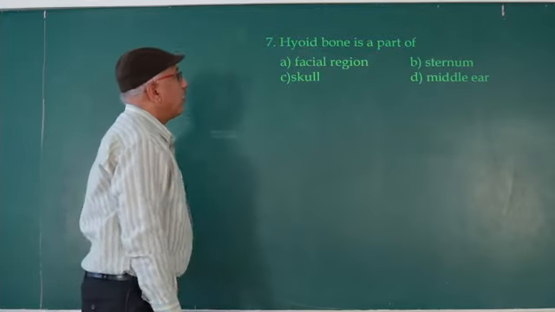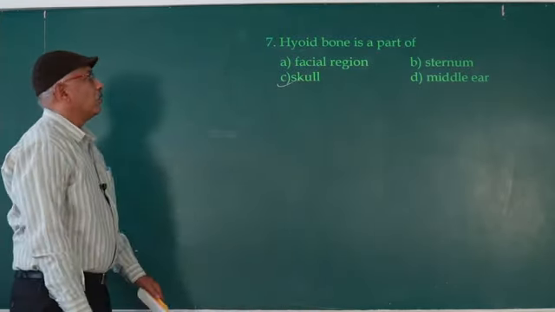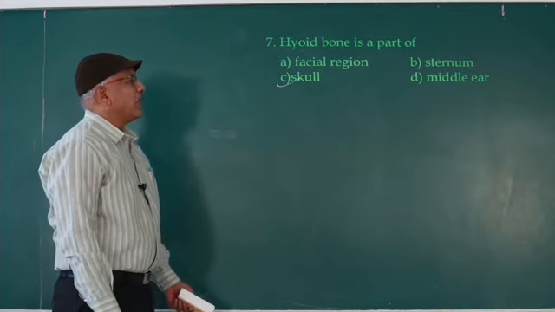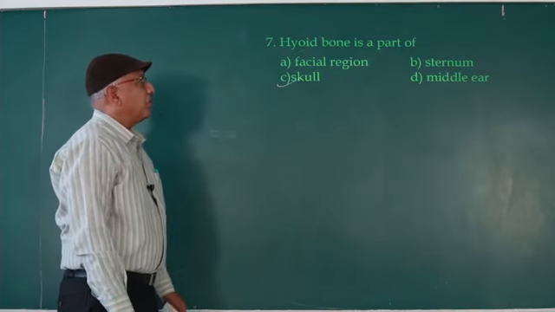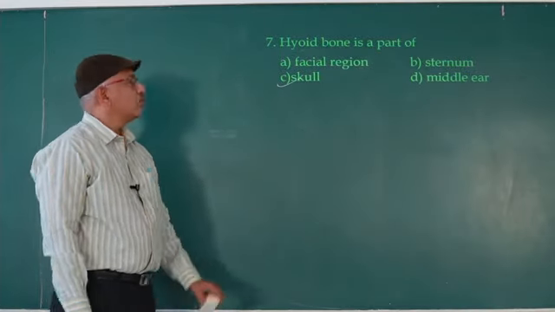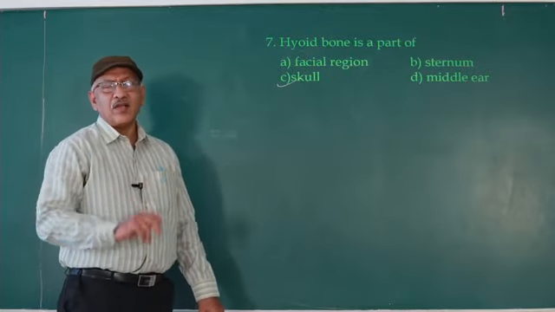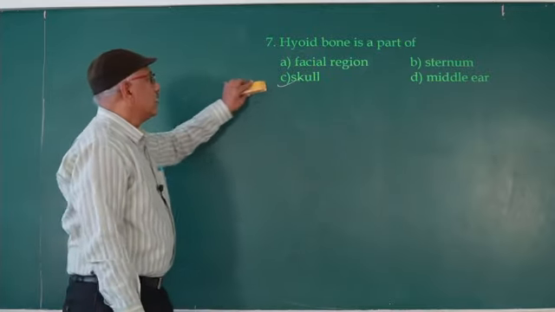Hyoid bone is a part of skull, hyoid bone. So, facial region, sternum, middle ear, part of skull, hyoid bone. So, hyoid and tongue together known as hyoid apparatus.